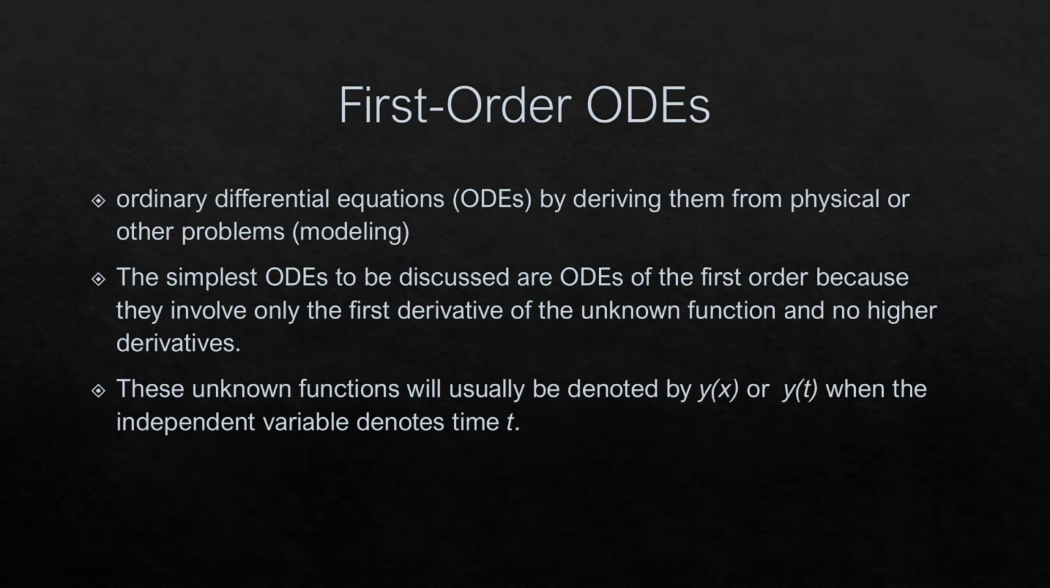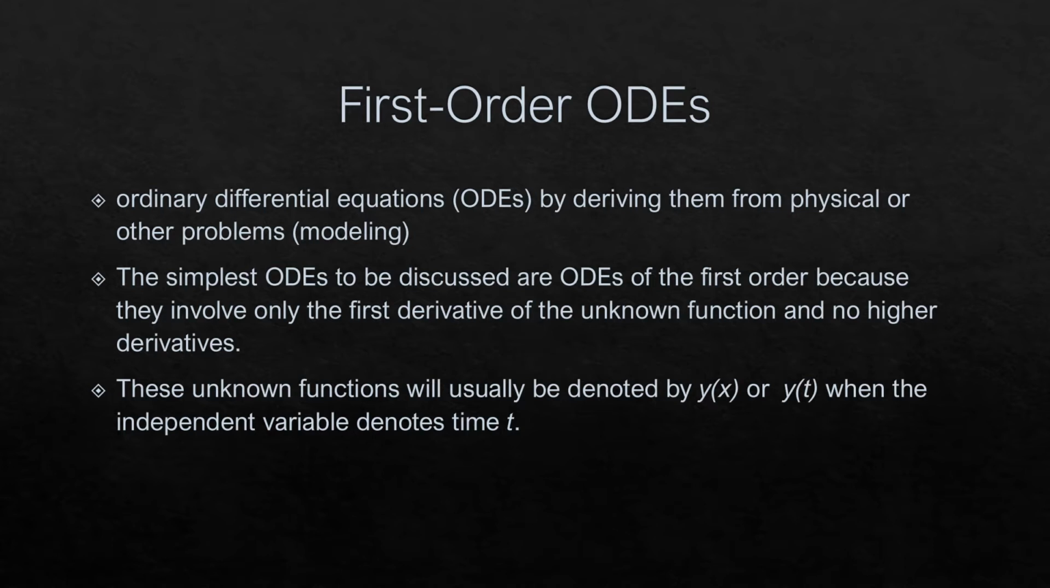Now what do you mean by dynamics of a system? Dynamics means that you have a system which contains some energy storing elements, or in a digital system you have some memory elements included. When we try to model those physical systems, we introduce differential equations. The simplest ODEs to be discussed are first order, because they involve only the first derivative of the unknown function and no higher derivative. First order ODE means that you have only a single derivative in the equation.